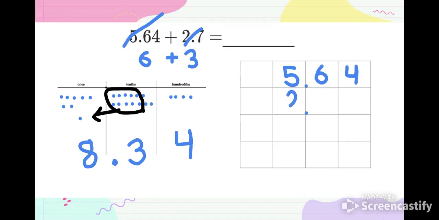2 ones, 7 tenths. I have nothing in the hundredths place here. Because I want to keep things lined up and even, I am going to put a placeholder. I am going to put a 0 there so that way everything is lined up and nice and even. So now I could just go ahead and add these by stacking them.